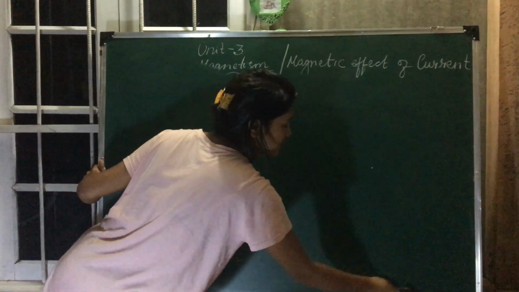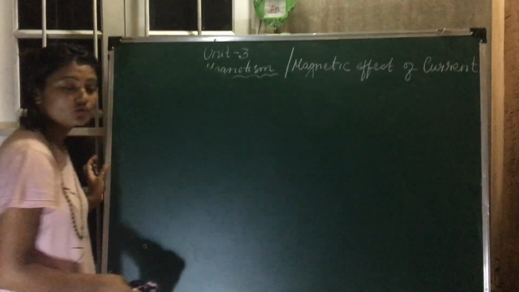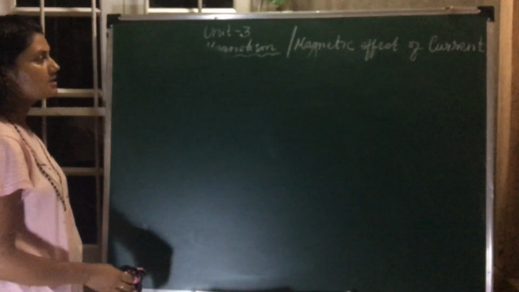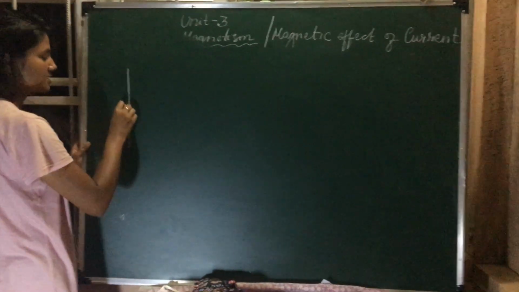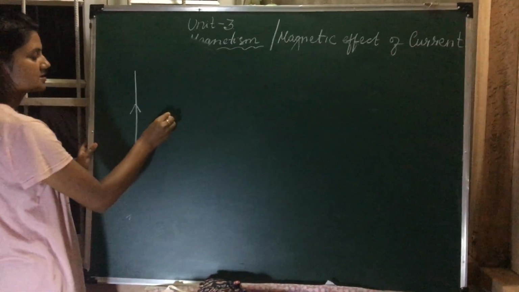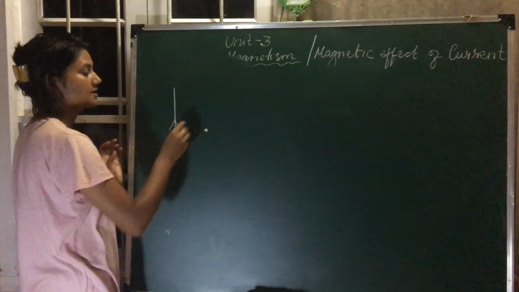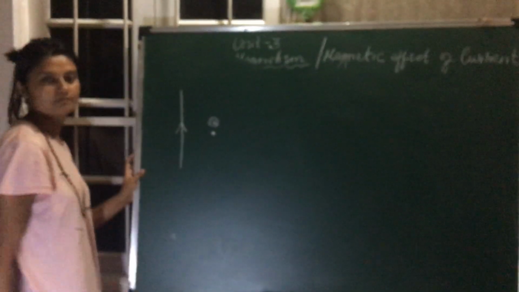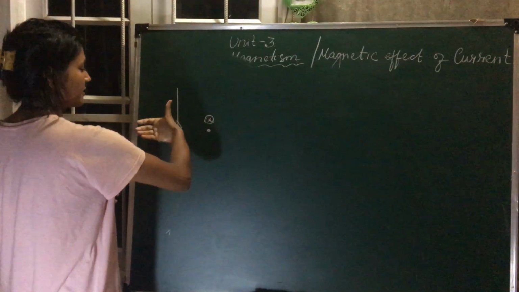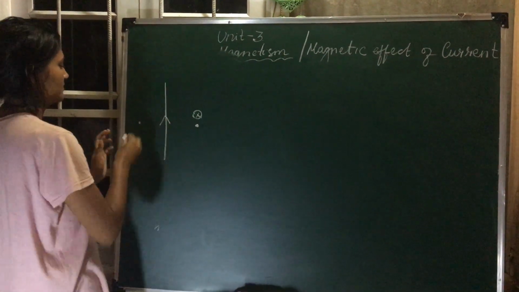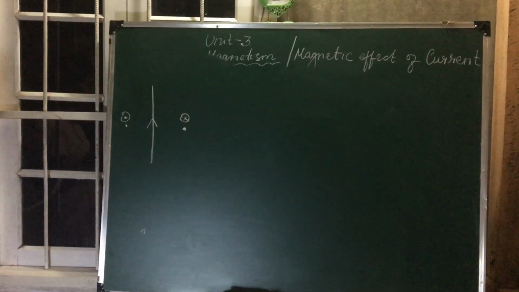By using the Biot-Savart law, we can find out the magnetic field due to a small elemental section. Now if the current goes this way, suppose this is a wire. At this point, what is the direction of magnetic field? Thumb rule. Cross, right? At this point, what is the direction of magnetic field? Right hand thumb rule, right? Fine or not?